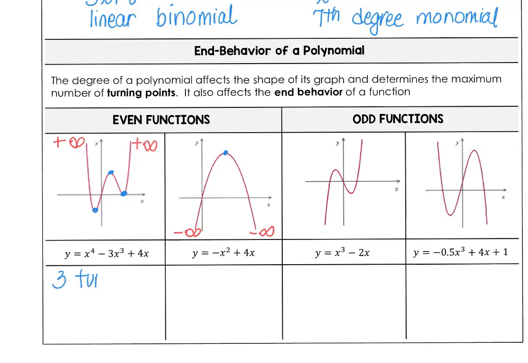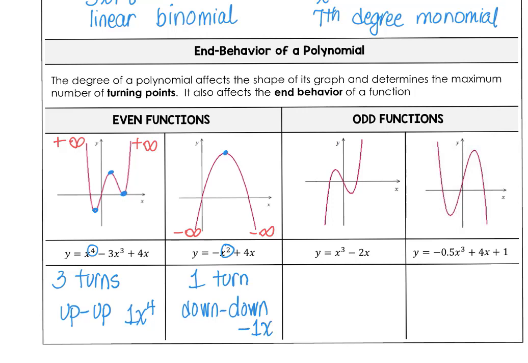So 3 turns, because the power was 4, we have one less turn than the highest power, and the end behavior is up and up since we had a positive 1x to the fourth. And on the second one, we had one turn, and we had one turn because the power was 2, so 2 minus 1 is one turn. The end behavior was down on the left and down on the right because we had a negative 1x squared.